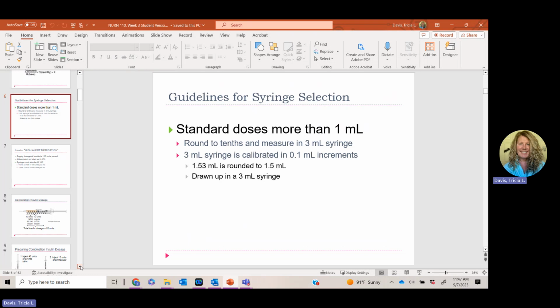If it's more than 1 ml, we're going to round to the tenth, and we're going to measure in a 3 ml syringe. A 3 ml syringe is going to be calibrated in 0.1 ml increments. So 1.53 is going to be rounded to 1.5. In order to round to the tenth, which is where the 5 is, we have to look where the 3 is, which is the hundredth place. And that 3 is less than 5, so we would keep that 5 the same, and we would have 1.5 ml.